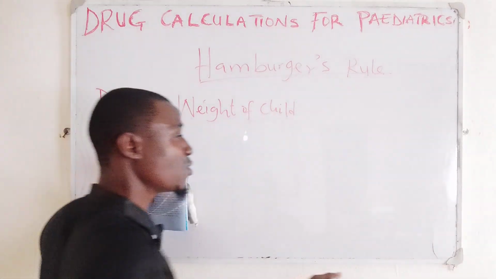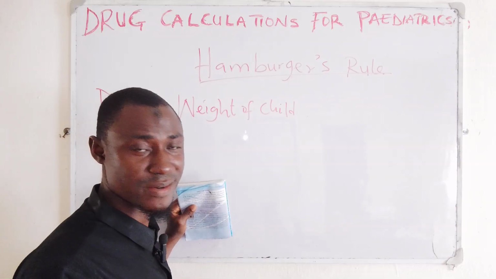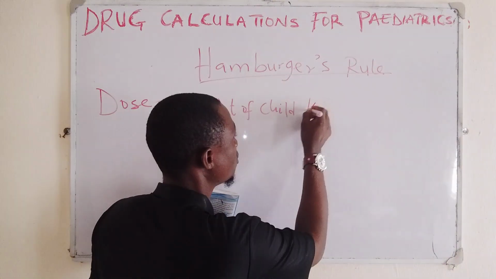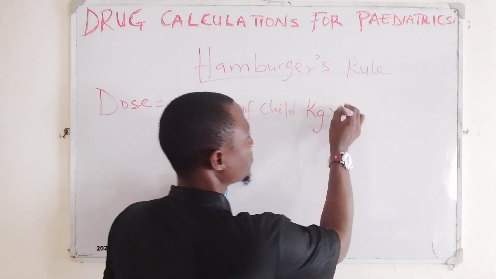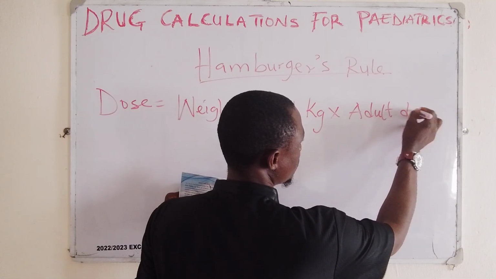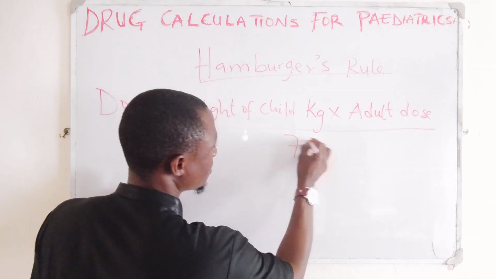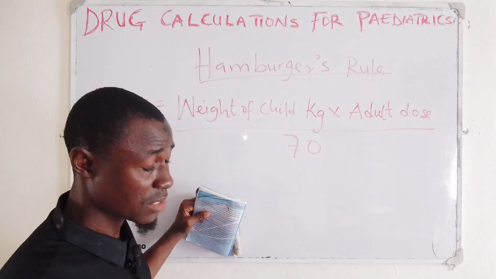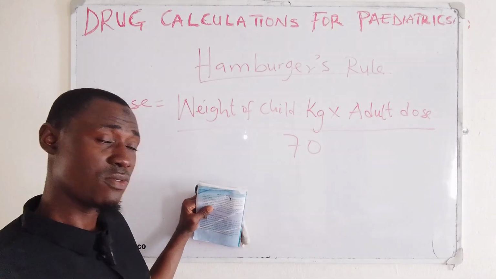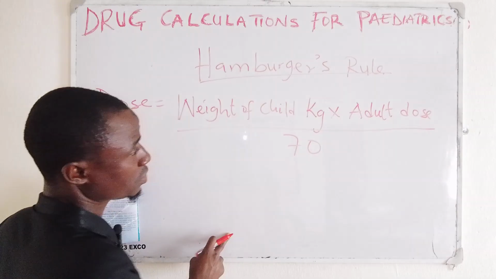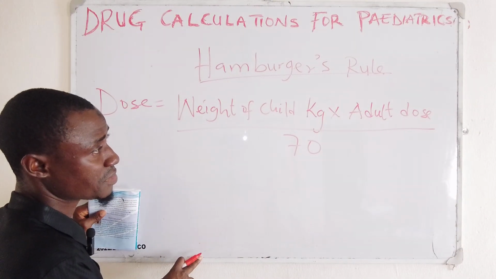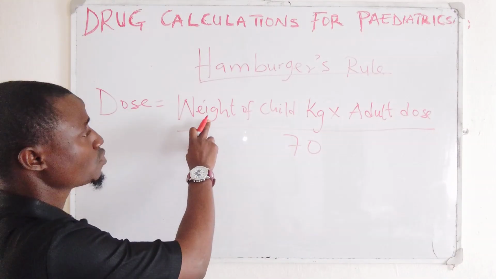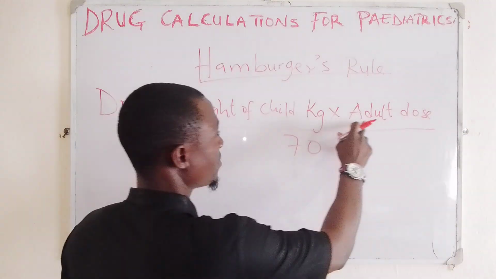But this time around, the weight of the child is no longer in pounds in this formula. In this case, the weight of the child is in kg, or kilogram, multiplied by the adult dose over 70. This 70 is the average weight of an adult, just like we have 150 as the average weight of an adult in pounds. So for kilogram, the average adult weight is considered to be 70. So this is Hamburger's rule: to get the dose of a drug to be administered to a child, you can use the weight of that child in kg multiplied by the adult dose over 70.